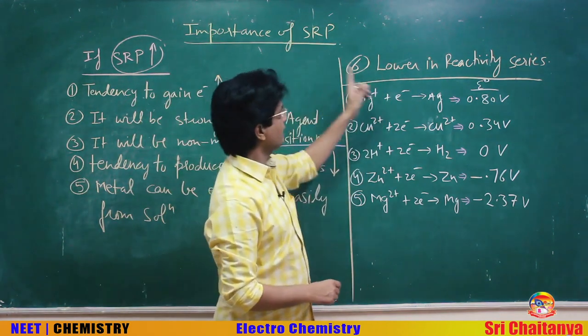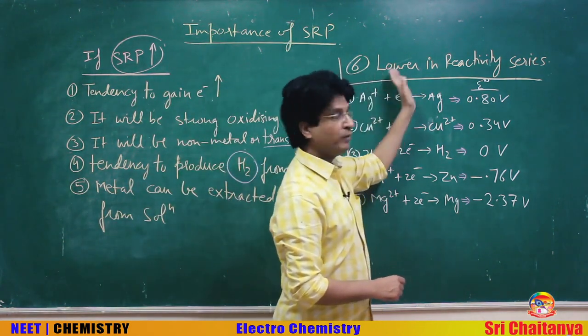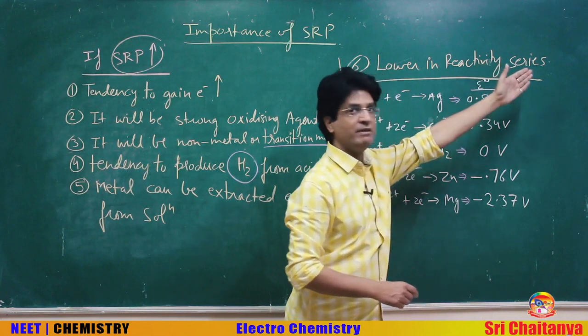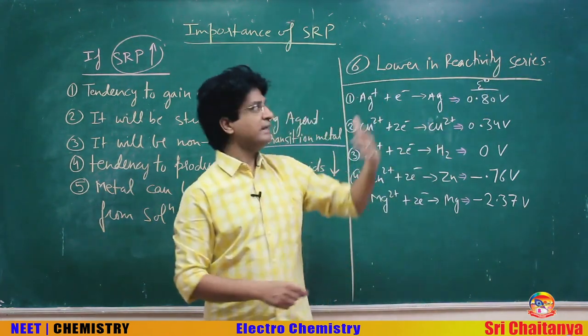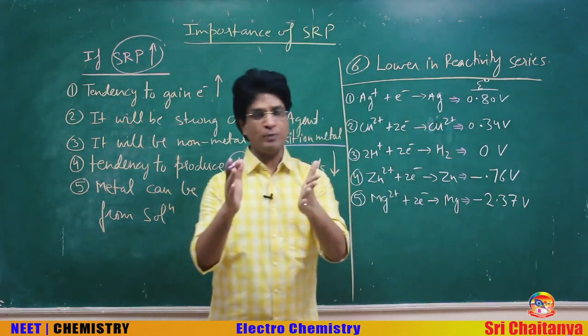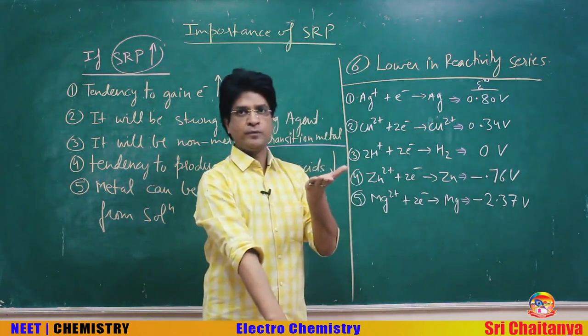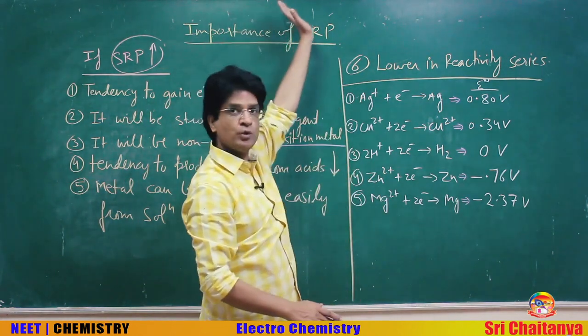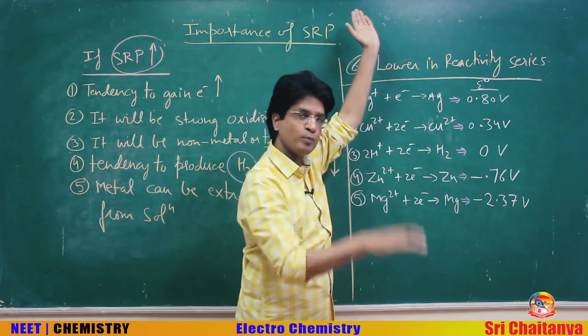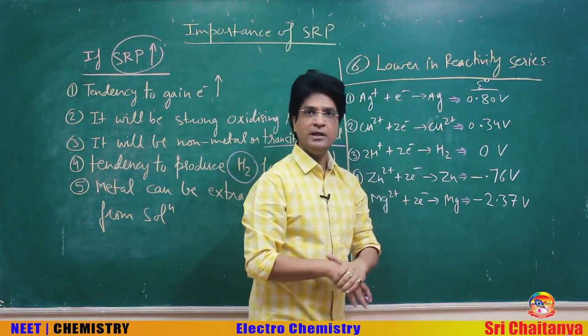If SRP is higher, the element or the compound we're talking about will be lower in the reactivity series, because historically the reactivity series is basically based on SOP values. Now higher the SRP, lower will be the SOP value. So if you are higher in the SRP, you are lower in the SOP. Lower in the SOP means you are lower in the reactivity series.